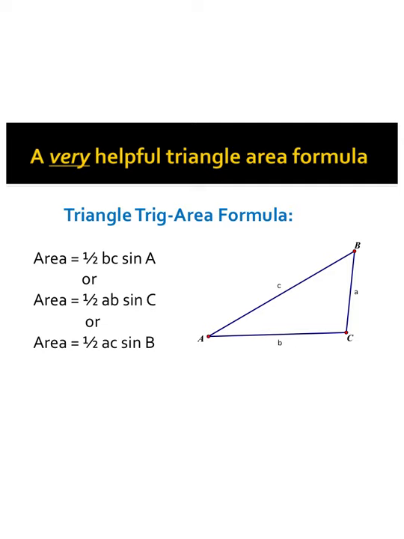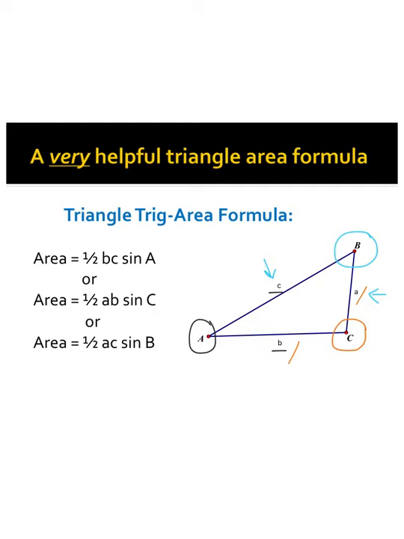Here is a very, very helpful triangle area formula that you're going to use if you don't know the altitude of a triangle. The area is going to be either 1/2, and then you take side B times side C times the sine of angle A, or 1/2 A times B times the sine of angle C. So it's side, angle, side. Or 1/2 side A times side C times the sine of angle B. All of these are equivalent and depend on what you know in the problem.